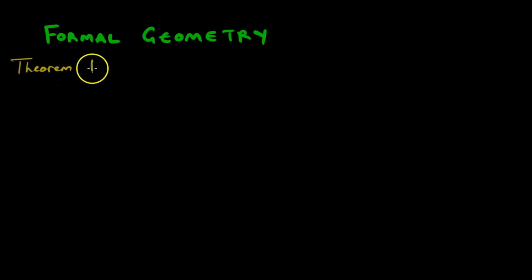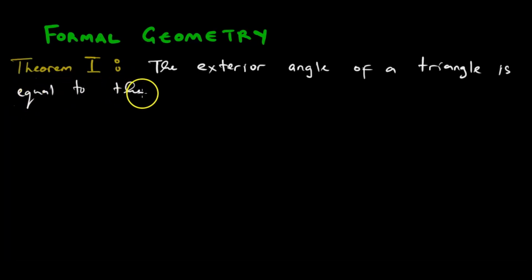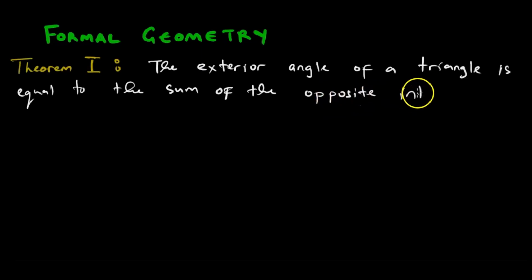So the first theorem you need to know is about exterior angles, and this theorem we touched on when we did geometry earlier. The exterior angle of a triangle is equal to the sum of the opposite interior angles. What do we mean?